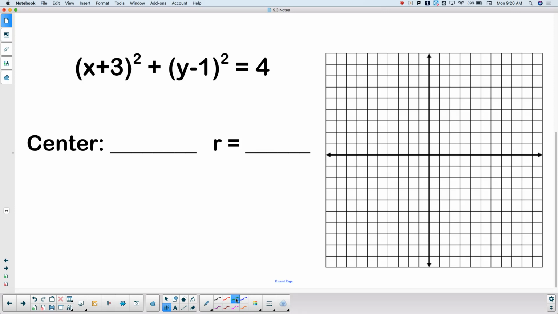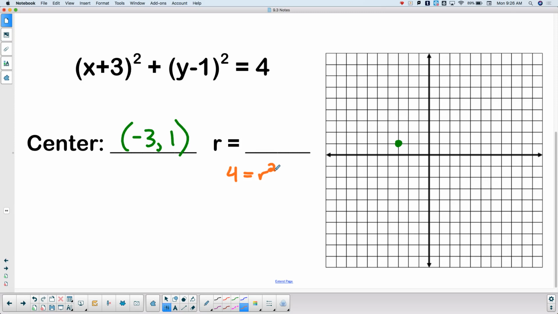DJ, I think we're up to you. Where's the center here? -3, 1. Love it. Because we think oppositely on those. 1, 2, and 3, +1. Right there. There is my center. Radius now. 4 is r squared. So I've got to square root both sides.